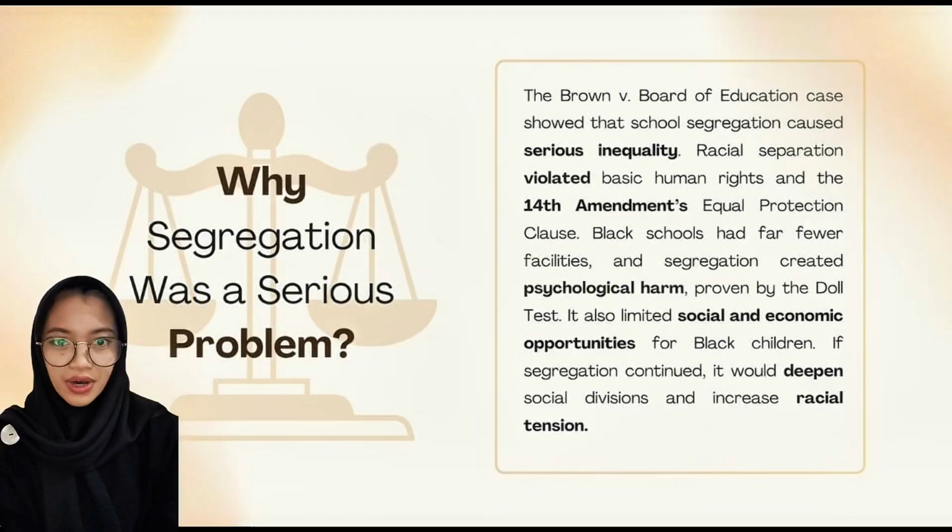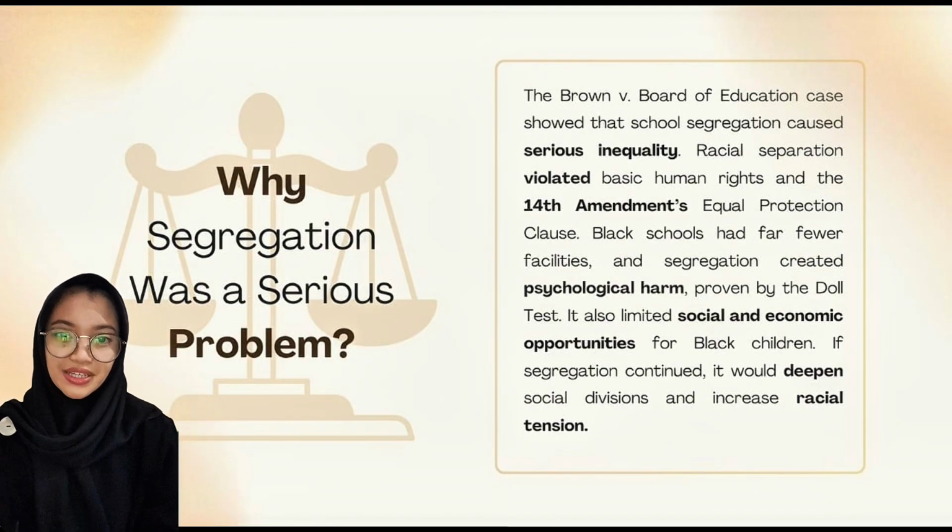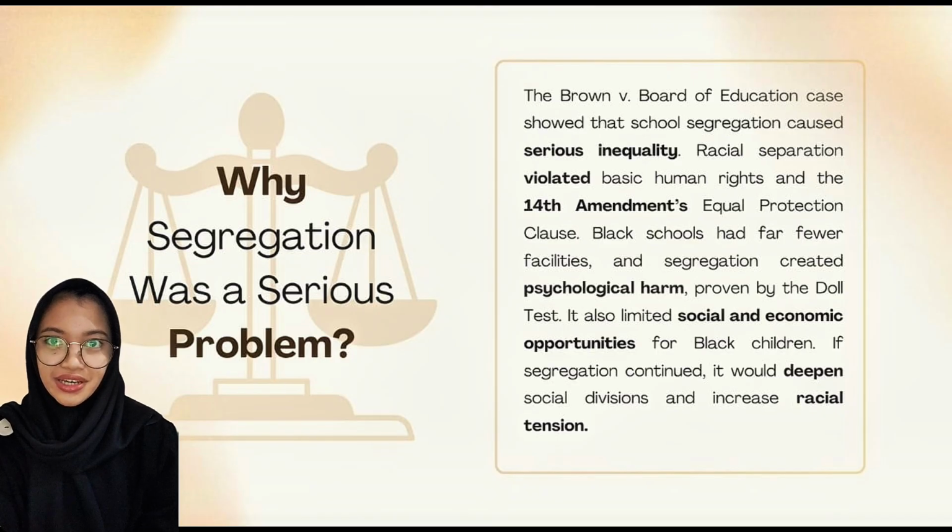Thank you. So I will explain why segregation was a serious problem. Basically, this case revealed that school segregation created really serious inequality. Black students and white students were separated, and this separation violated basic human rights because every child deserves a fair and equal education. It also went against the 14th Amendment's Equal Protection Clause, which says that the government must treat everyone equally.